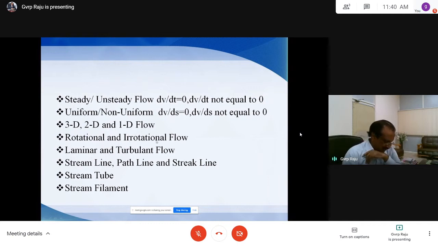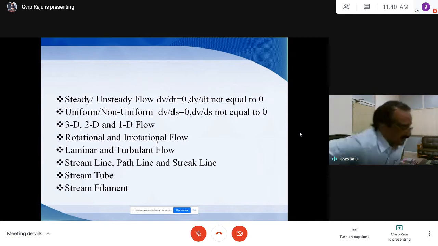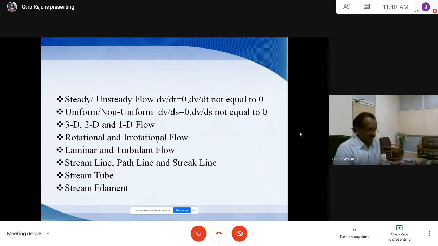The example of irrotational flow is ideal fluid.